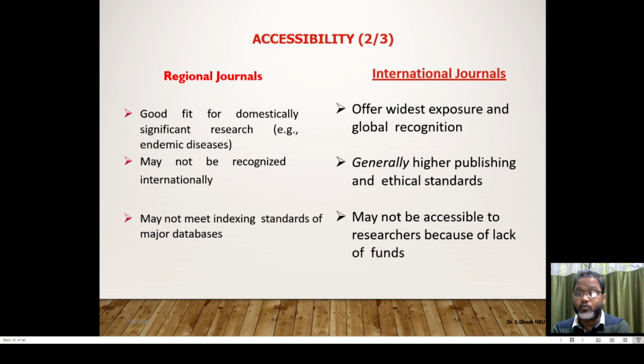And you have the international journals, with the widest exposure and global recognition. They generally have higher publishing and ethical standards, but may not be accessible to researchers because of lack of funds. And in most cases, these international journals are right now bundled, or rather maintained by global vendors, the aggregators, like Web of Science, Thomson Reuters, the Elsevier group, and Emerald Publishing. They have everything, and also some of the repositories like JSTOR and Scopus. So this is how they are actually blocking the access. So this is one thing.